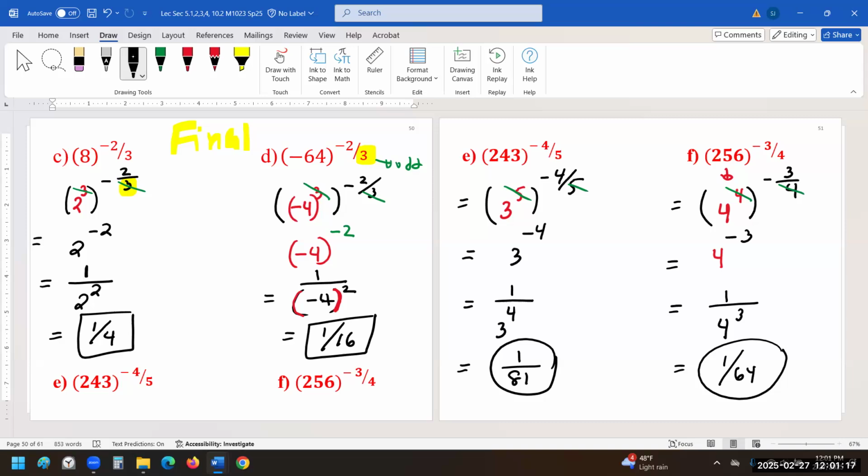So tomorrow is Friday. We are going to do a few more examples where we have a combination of negative power, positive power, those things. And then we have multiplication. And then we are going to go to chapter 6.